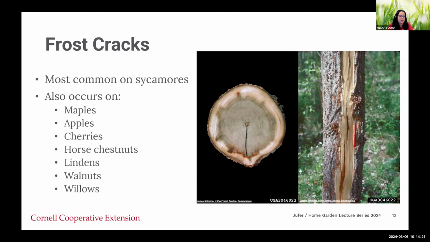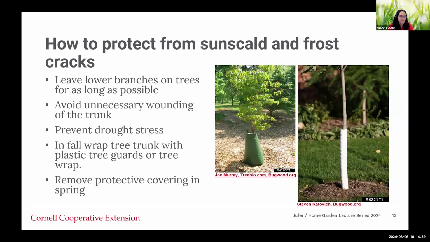There are many common trees that are prone to frost cracks, most commonly on sycamores, but also on maples, apples, cherries, horse chestnuts, lindens, walnuts, and willows. And the younger trees are definitely more prone to it.